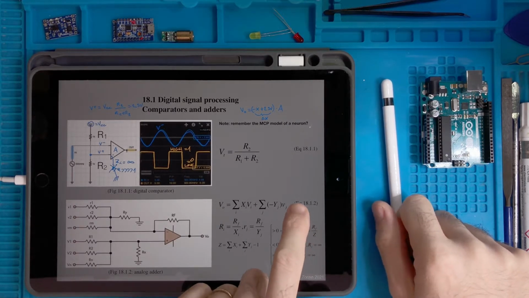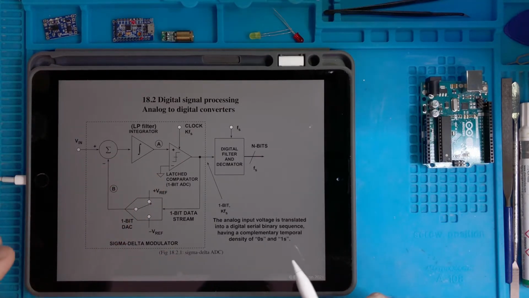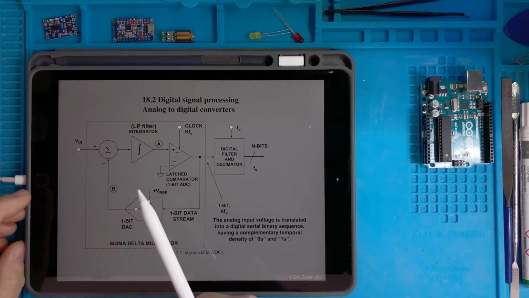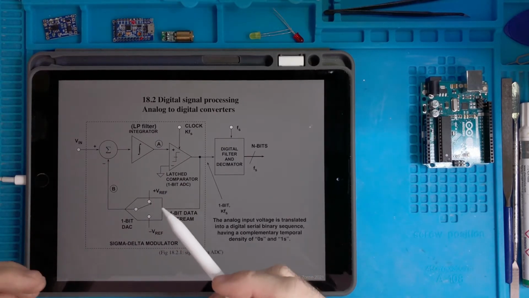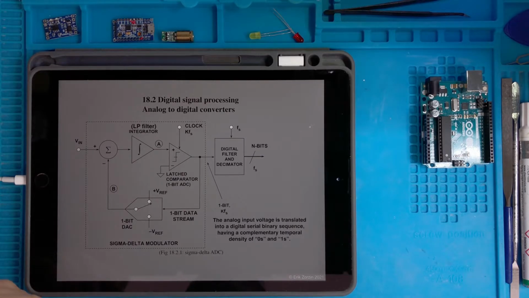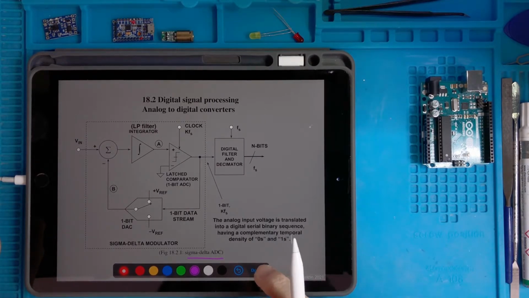Now let's try to introduce a different topic, which is again an analog to digital converter, but implemented in a completely different way, and this way is called sigma delta. It's very popular, so basically nowadays all analog to digital converters are implemented this way. So let's see how it works.